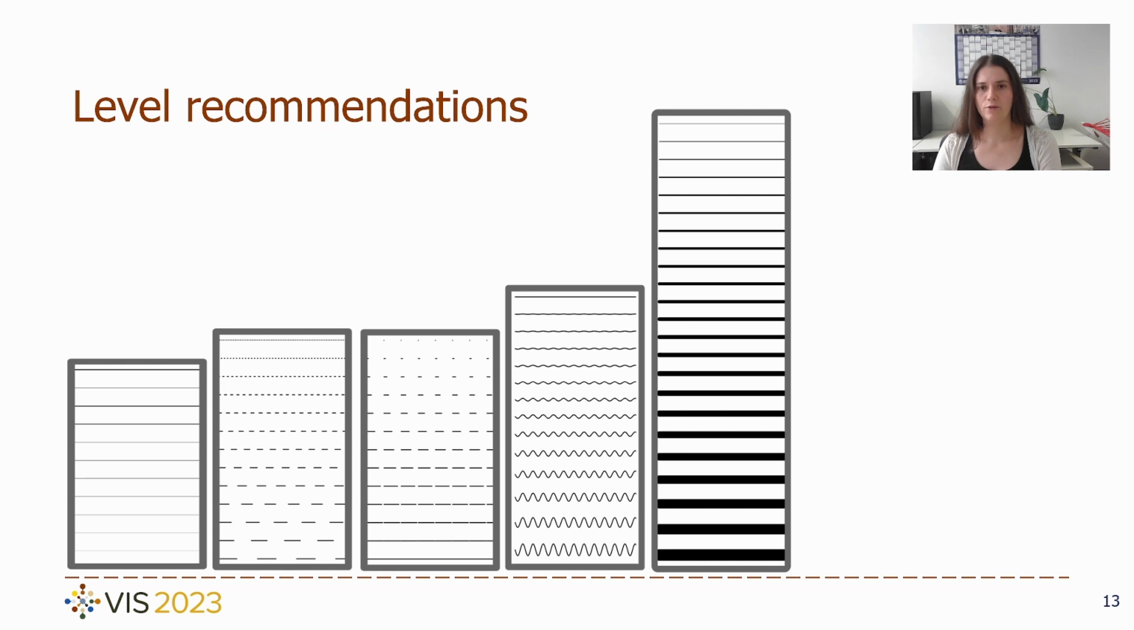These are our level recommendations. As you can clearly see, we found by far the most levels for width, followed by waves. Both types of dashing have the same number of levels, luminance has the least.